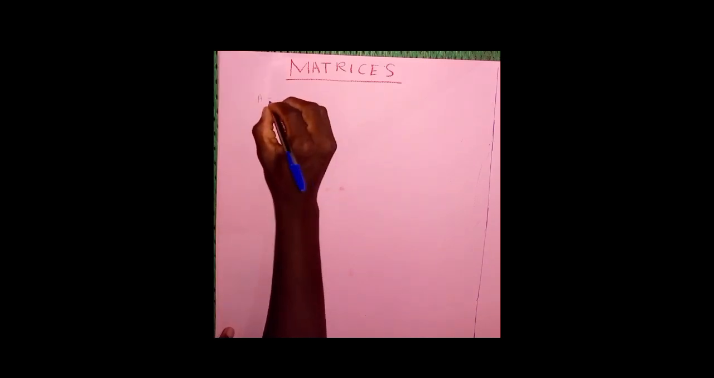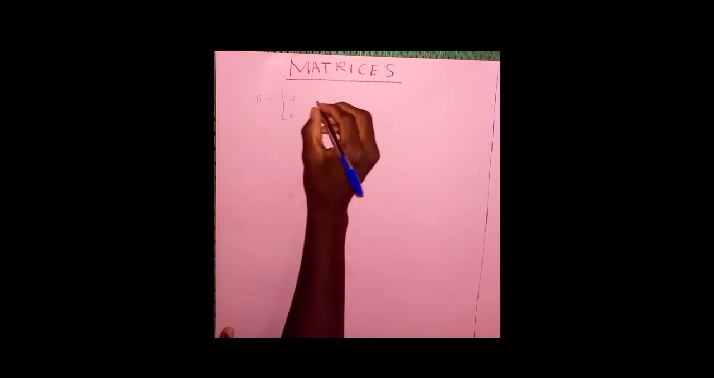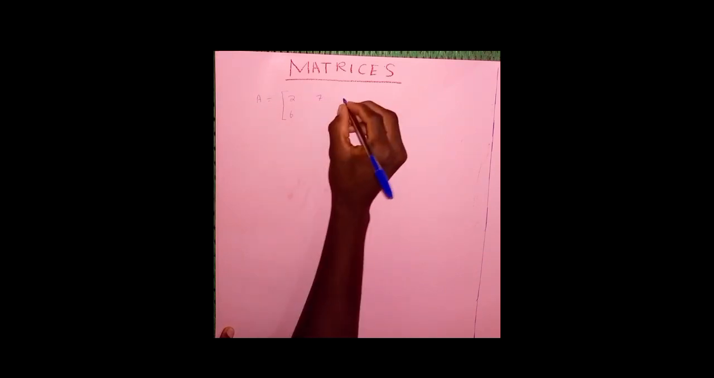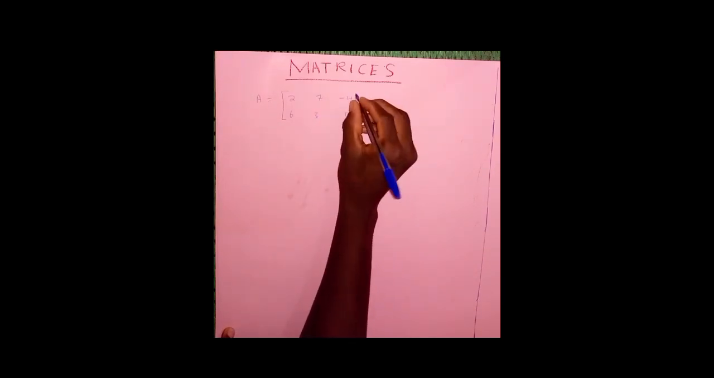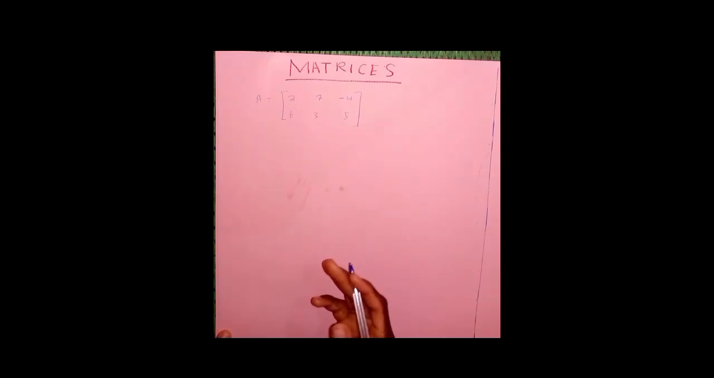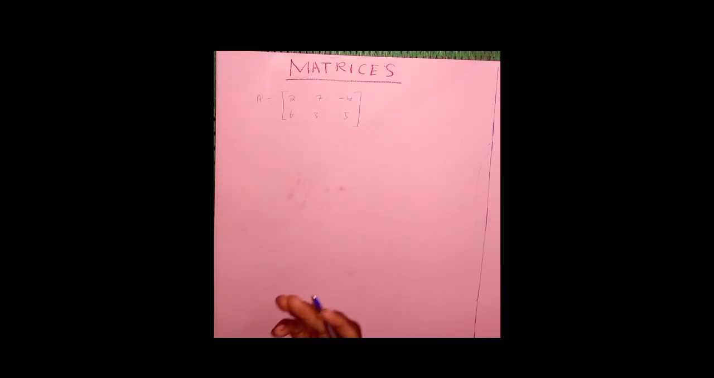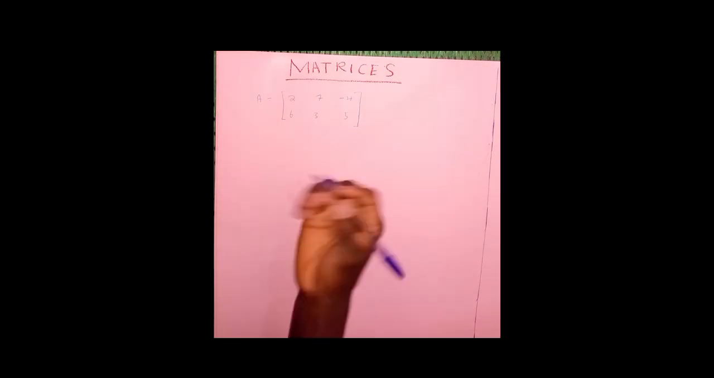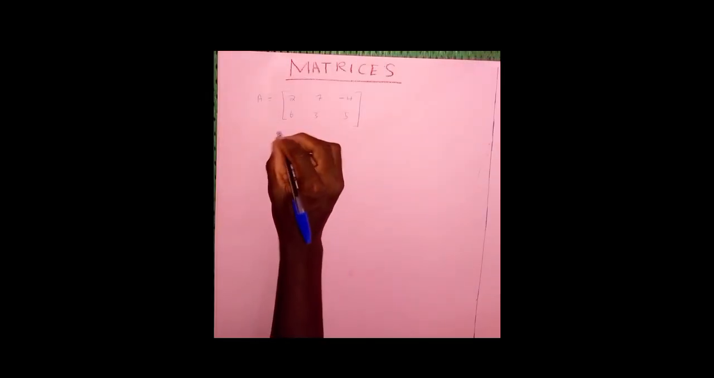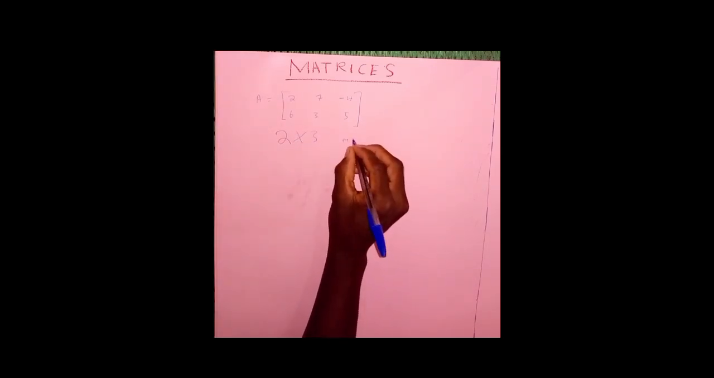A matrix is like this. This is a matrix. Let's say we have 7, -4, 3, and 5. So in this case, what type of matrix is this? We have to know the types of matrix. The matrix is a 2 by 3 matrix.